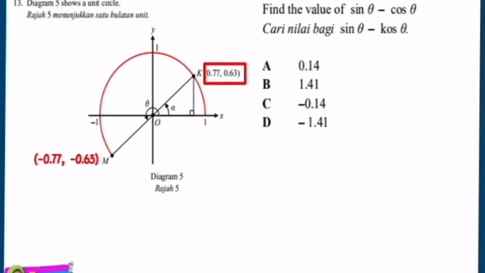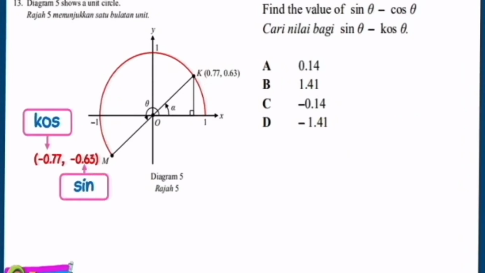Alright, you can refer to K. K is positive, so M will be negative for both coordinates because it's at the third quadrant. Now, if you read cos alpha, you will get 0.77, right, at the first quadrant. You read sine alpha, you will get 0.63, right, at the first quadrant. You look at the first quadrant triangle. But now you're at the third quadrant, you just negative it. That means the cos theta will be negative 0.77, and then sine theta will be negative 0.63. Because you are at the third quadrant, sine and cos will be negative.